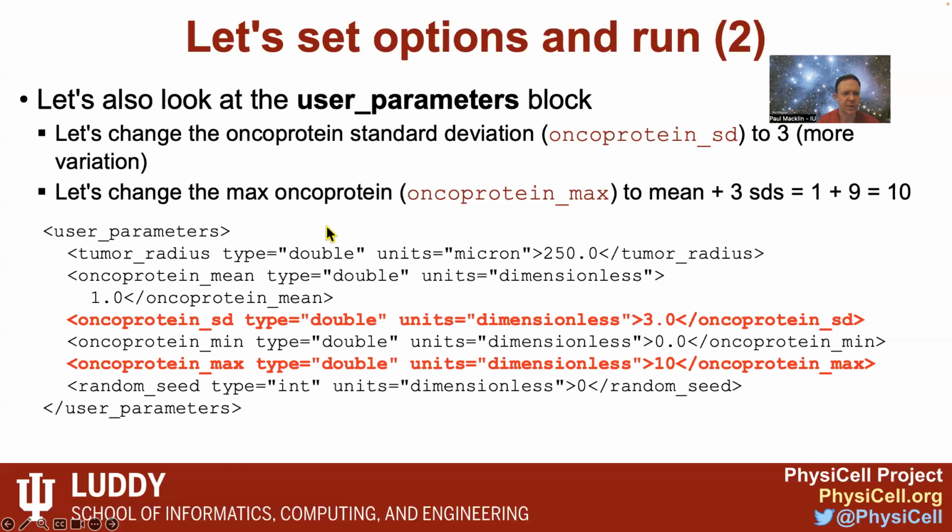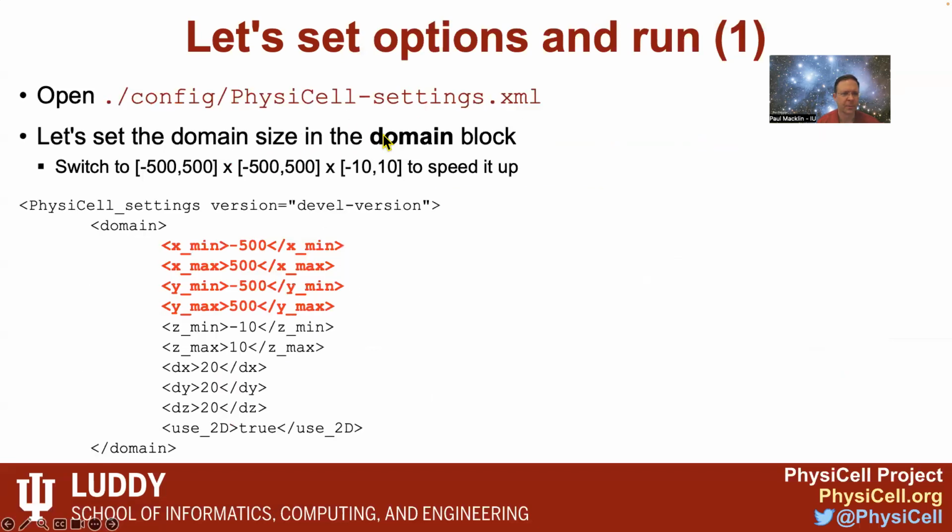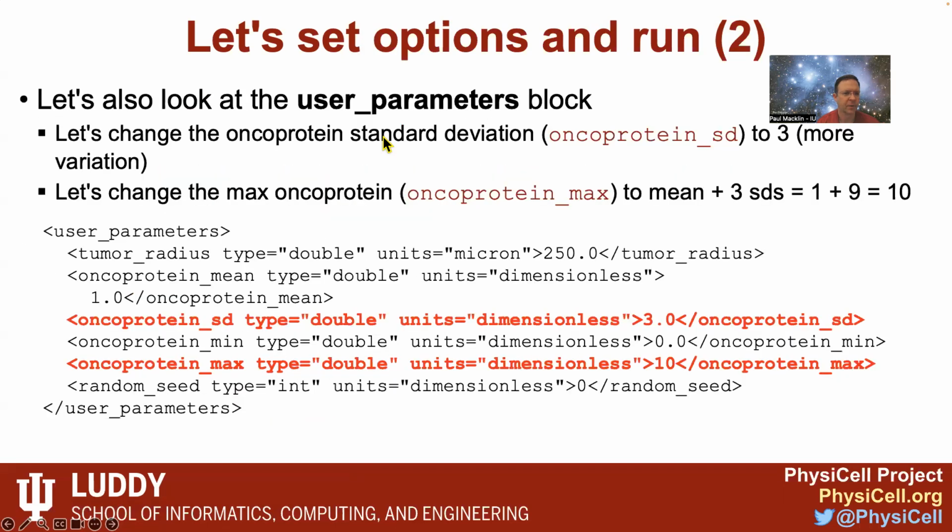Okay, so we changed the domain size. Now we're going to change some of the user parameters. Oh, you know what? We've got to do one thing. We'll go and change this oncoprotein value first. I want to change the mean to be 3. I'm sorry, actually, I want to change the mean to be 1 and the standard deviation to be 3.